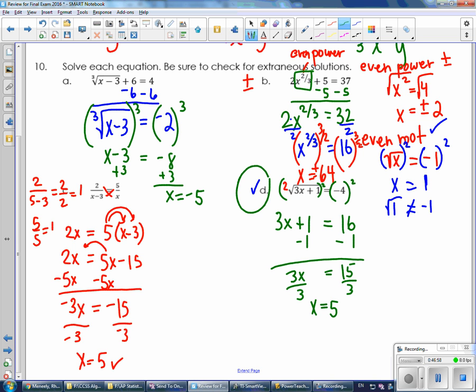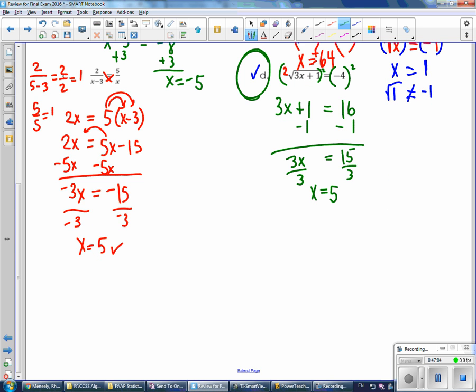But this is one we said we have to check because it's an even root. It's possible that 5 is an extraneous solution. So what I'm going to do is plug the 5 in. I'm going to see what happens if I take the square root of 3 times 5 plus 1. Well, I know 3 times 5 is 15. And now I'm looking at the square root of 16. And the square root of 16 is 4.